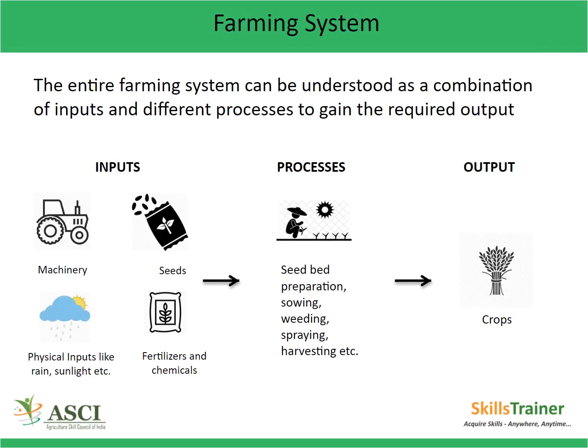Farming system. The entire farming system can be understood as a combination of inputs and different processes to gain the required output. Inputs include machinery, seeds, physical inputs like rain, sunlight, etc., and fertilizers and chemicals. Processes include seed bed preparation, sowing, weeding, spraying, harvesting, etc., and output is crops.